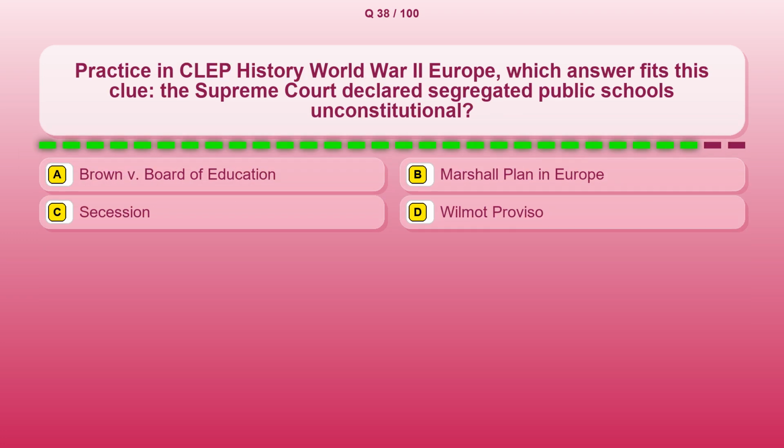Question 38. Practice in CLEP History. World War II Europe. Which answer fits this clue? The Supreme Court declared segregated public schools unconstitutional. Option A, Brown v. Board of Education. Option B, Marshall Plan in Europe. Option C, secession. Option D, Wilmot Proviso.